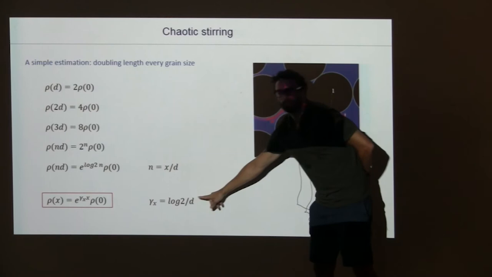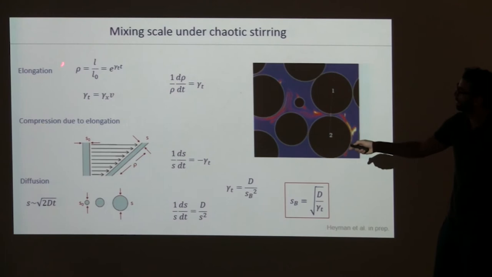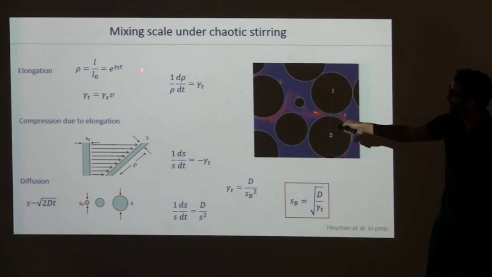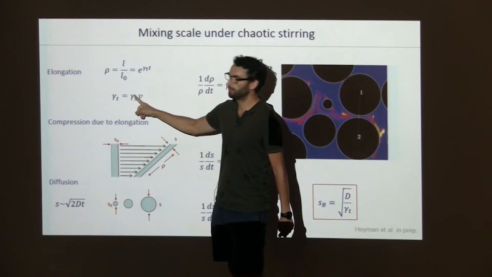Now I'm going to use this to try to estimate the Batchelor scale for this porous media, like we did for the shear flow. Here it's quite simple. What we have here is an exponential elongation, the length of the filament divided by the initial length, that grows exponentially. Now I'm expressing this in time, but it's really just multiplying by the velocity. So the Lyapunov exponent in time is the Lyapunov exponent in space multiplied by the velocity.